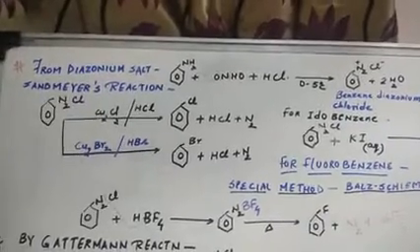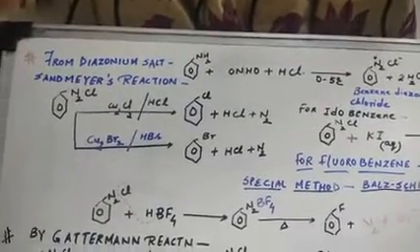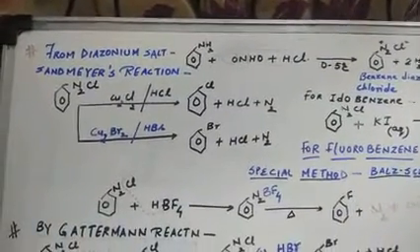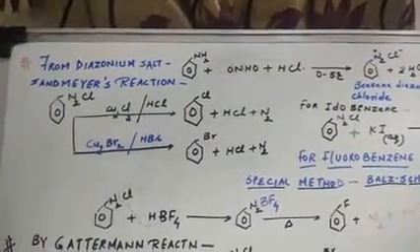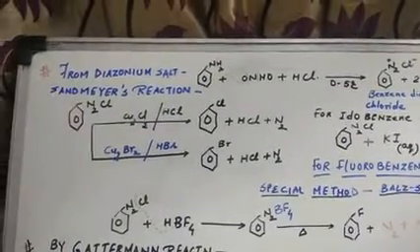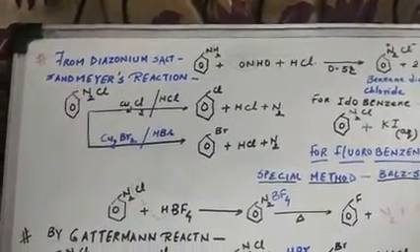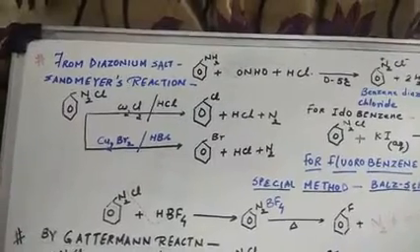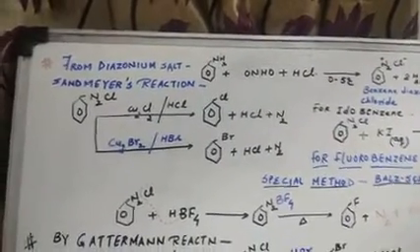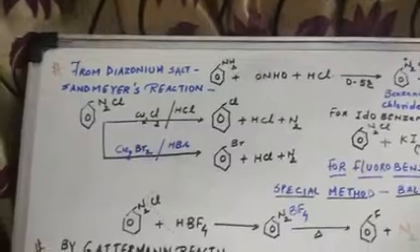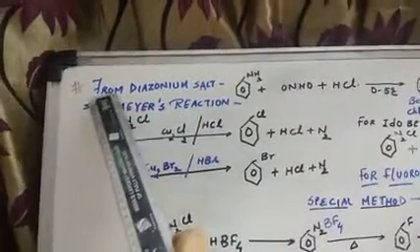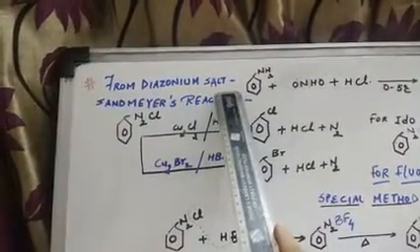Hello students, we were doing preparation of aryl halides. Two methods we have done already. That was direct halogenation of benzene ring, and the second was by the side chain halogenation. Now we are taking the next method for the preparation of aryl halide, and that is from diazonium salts.